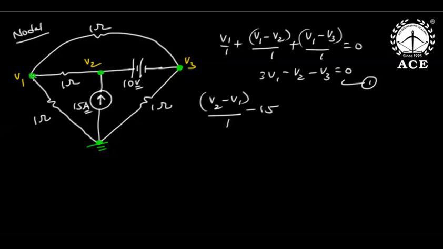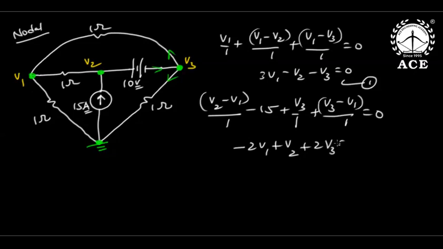Actually, this current is V2 minus V1 by 1. This current is minus 15. But this current I don't know; that current only I need to find in fact. But because there is an ideal voltage source between two principal nodes, it is a supernode. So instead, this current is this current plus this current. What is this current? V3 by 1. And what is this current? V3 minus V1 by 1. So V2 minus V1 by 1 minus 15 plus V3 by 1 plus V3 minus V1 by 1 equal to 0. So this is minus 2V1 plus V2 plus 2V3 equal to 15.